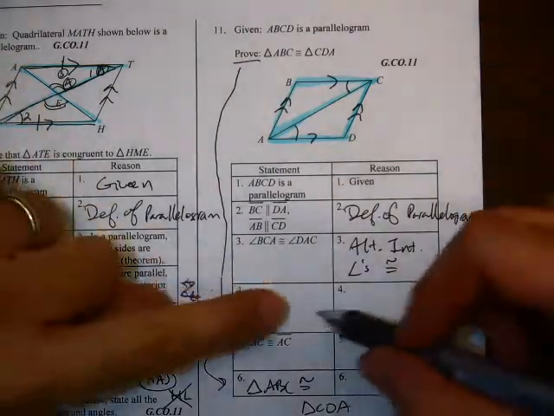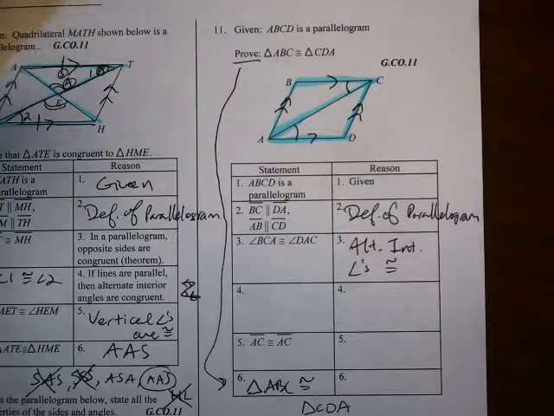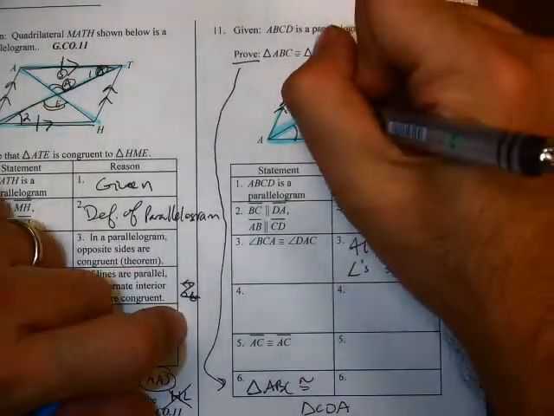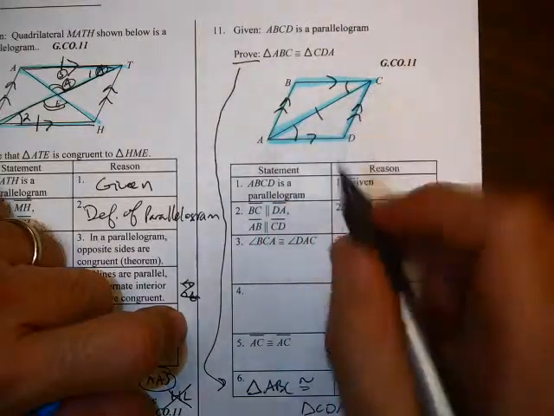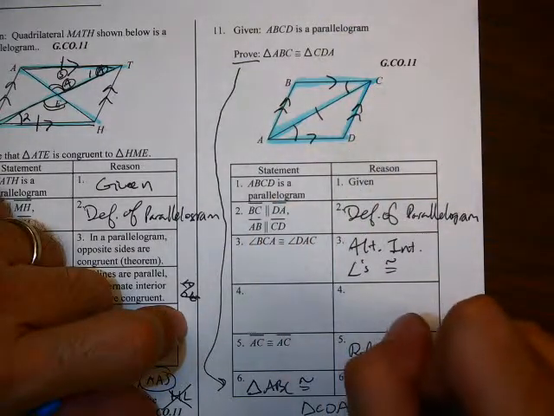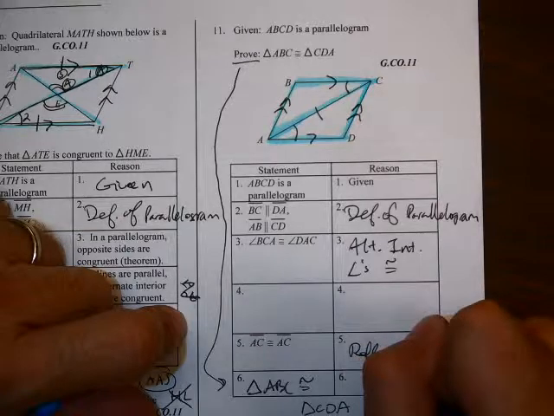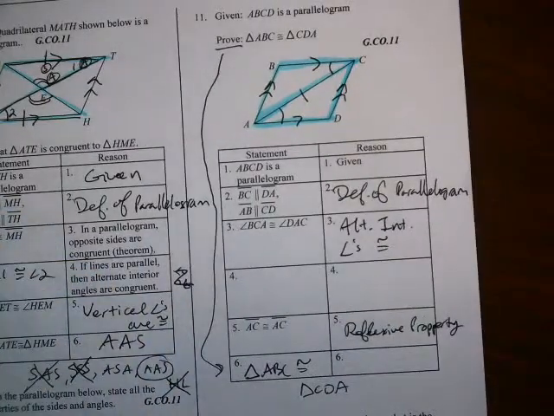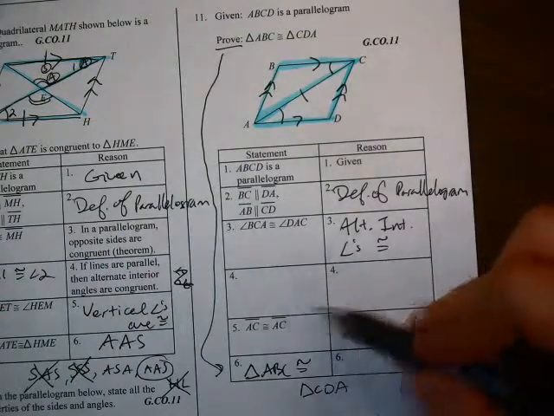Now there's a completely blank statement 4 and reason 4. If we look ahead to statement 5, AC congruent to AC. AC congruent to itself, that's the reflexive property. That one we did a lot in class. Reflexive property. So now it's just dealing with what are these two here.